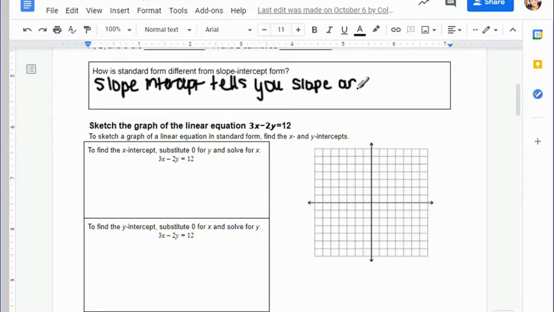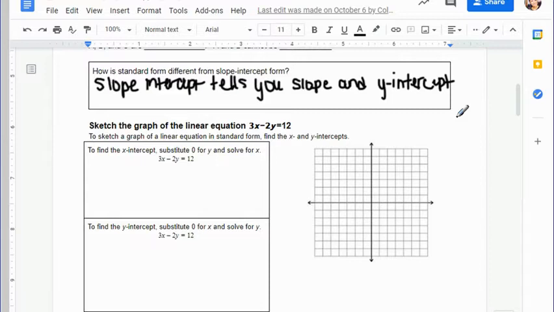And y-intercept. Standard form, did you guys see the letter M anywhere in that standard form? So it does not straight up tell you the slope. Standard form does not tell you the slope at all. It just tells you how much. So the difference is slope-intercept tells you the slope and the y-intercept.